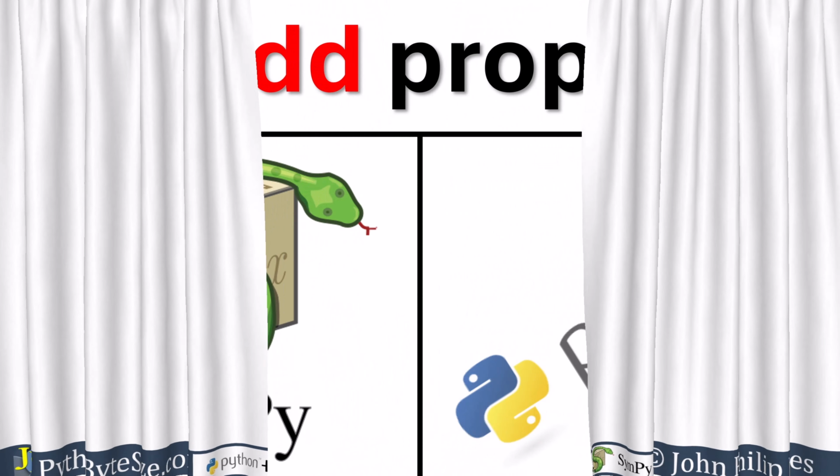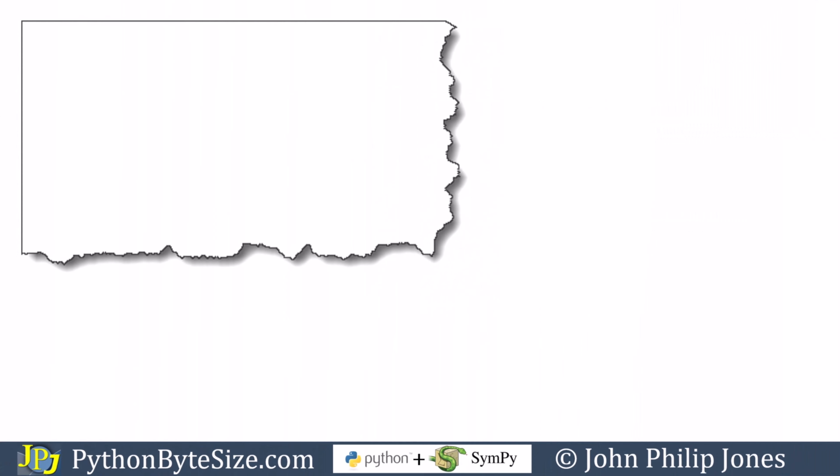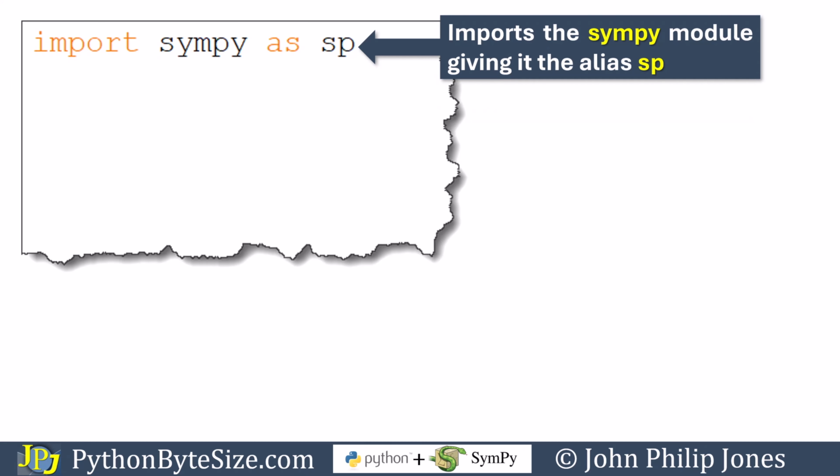In this video, I'm going to take a look at the isOdd property of the SymPy module as it can be used in the Python programming language. Moving on to the next slide, we can see that the first program statement shows us that we're importing the SymPy module, giving it the alias SP.